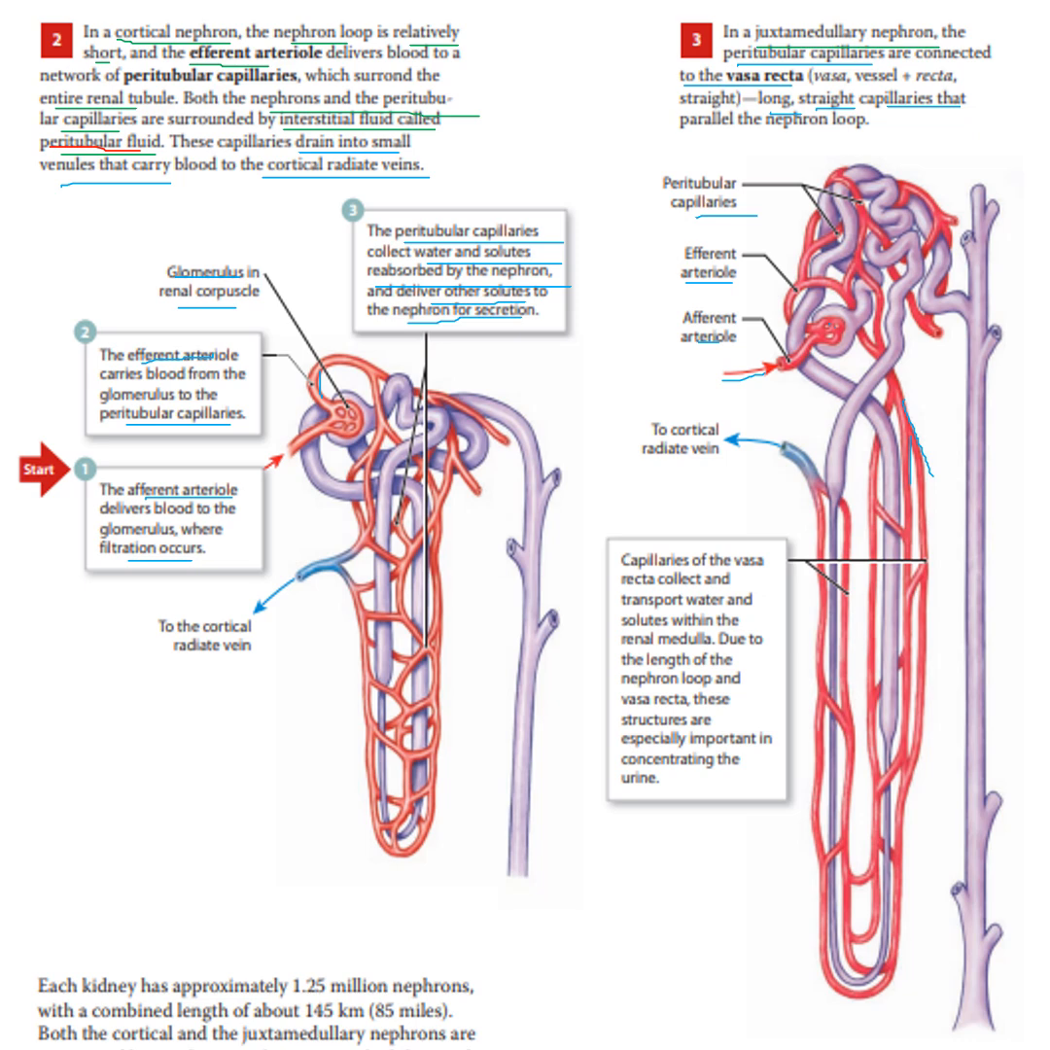The capillaries of the vasa recta mainly collect and transport water and solutes within the renal medulla, due to the length of the nephron loop and vasa recta. This structure is especially important in concentrating the urine. Vasa recta is important in concentration of the urine.